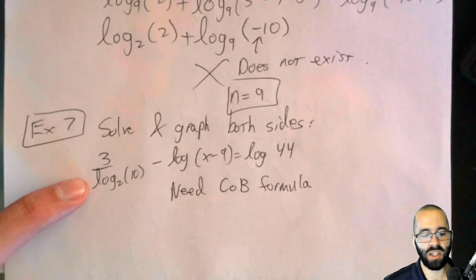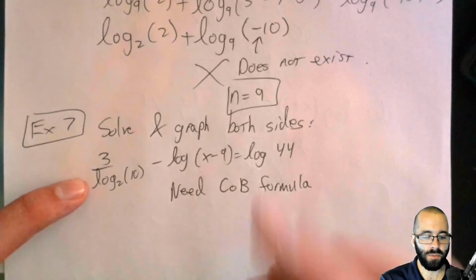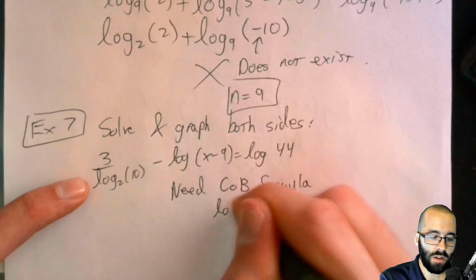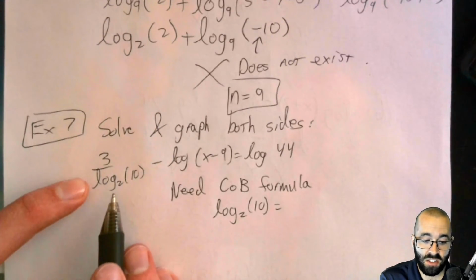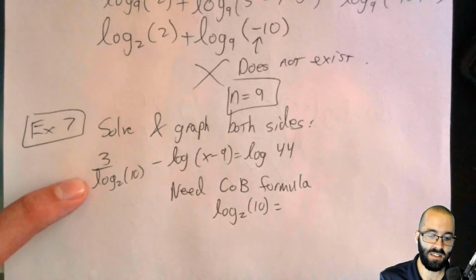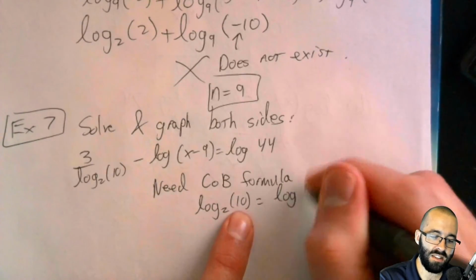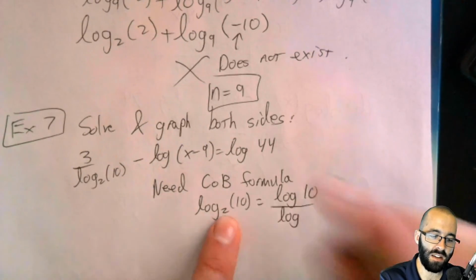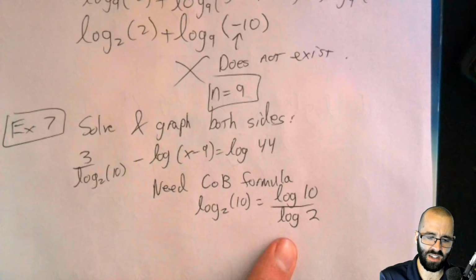Otherwise, we can't possibly combine them. All right. So, log base 2 of 10, let's use the change of base formula. What base are we going to change it to? Let's change it to match, log base 10. All right. So this is going to be log base 10 of the inside divided by log base 10 of the base.